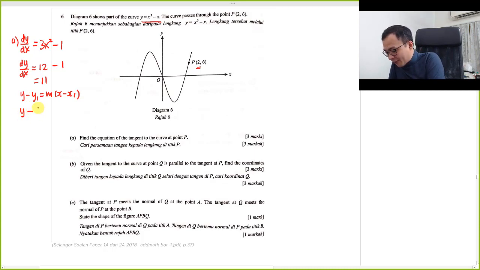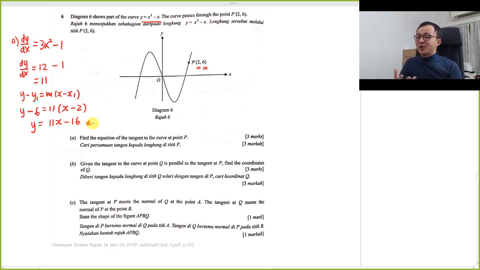So I will do y minus 6, because my y1 is 6, equals 11 times (x minus 2). Alright, so my y should equal 11x, minus 22, plus 6, minus 16. So this one is my equation of tangent. I just simplify it, move around some algebra. Then I easily get my 3 marks. Follow the 3 steps: dy dx, sub x value into dy dx, form the equation.